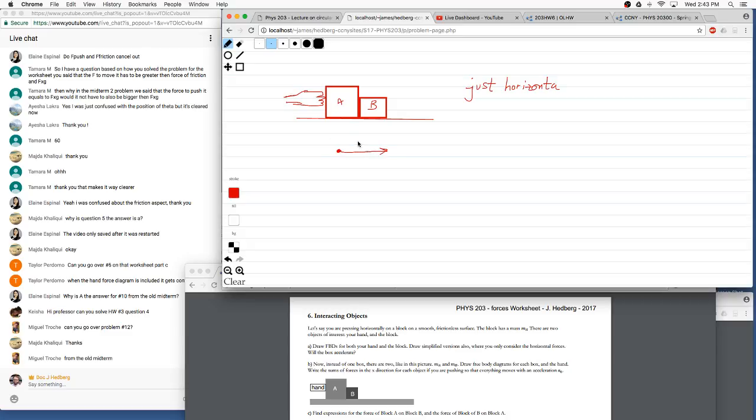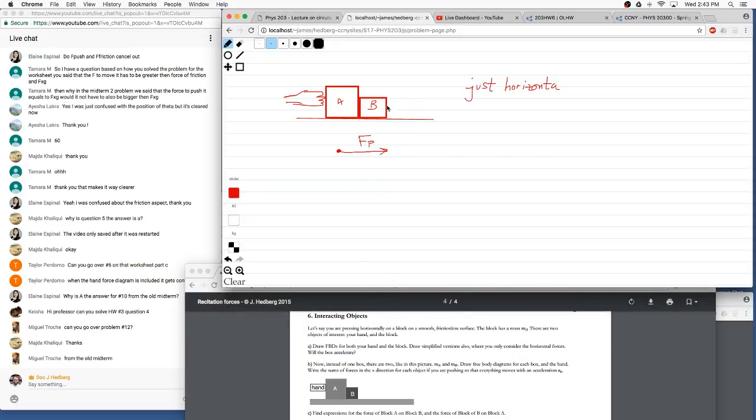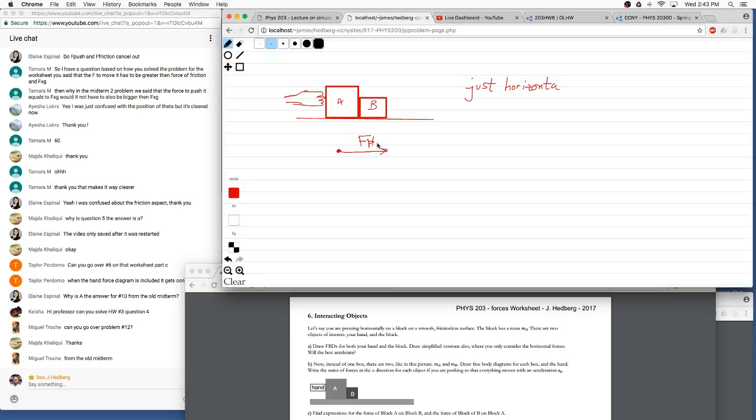One is what we're calling F hand. I guess that makes sense. And then there's the force of box B on A. Okay, so that would be the free body diagram for box A. The free body diagram for box B would have just one force, and that would be the force of A on B.